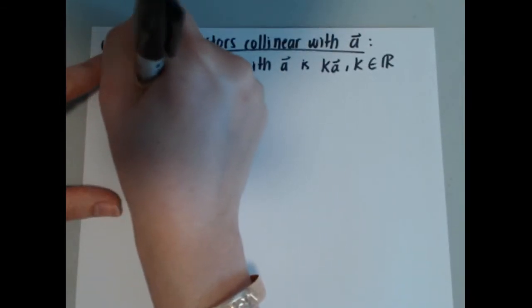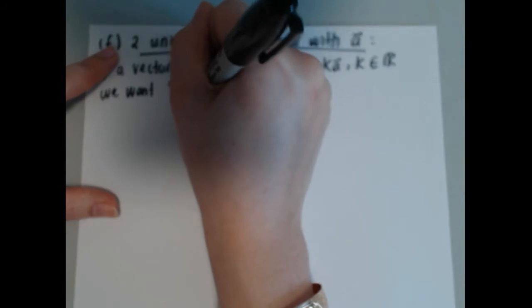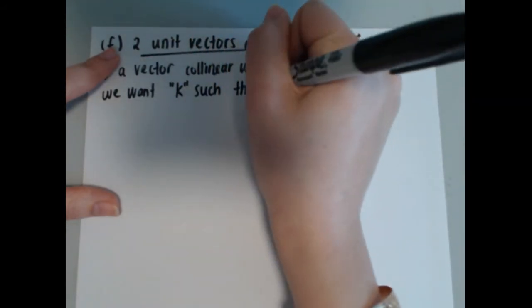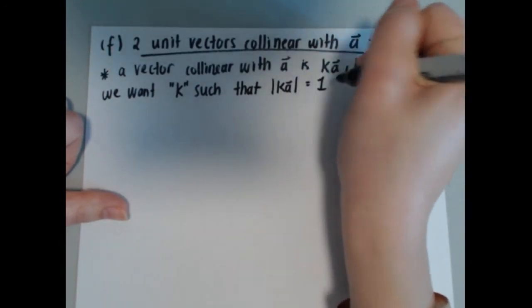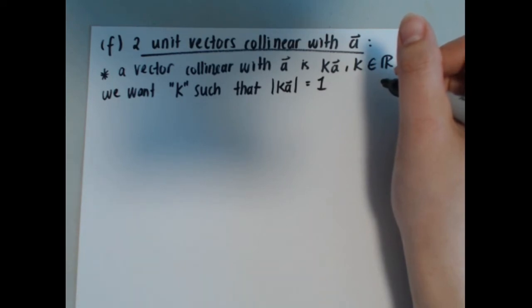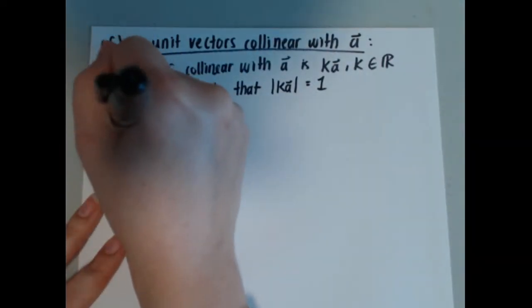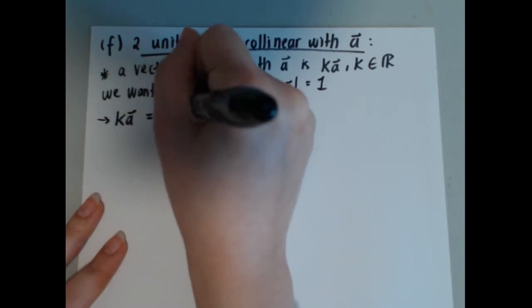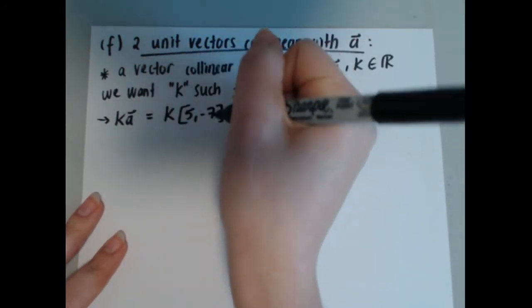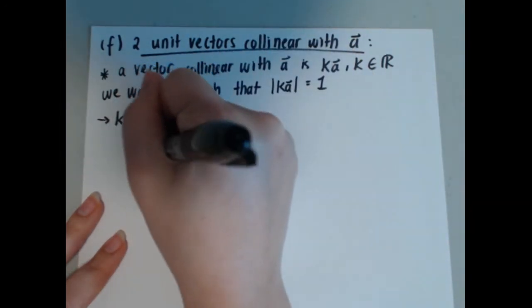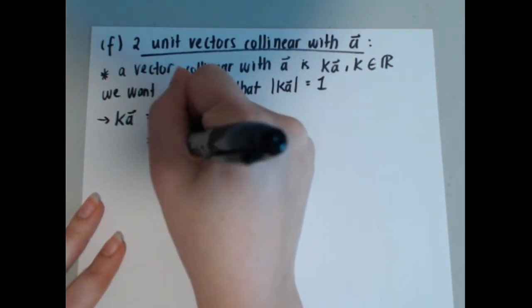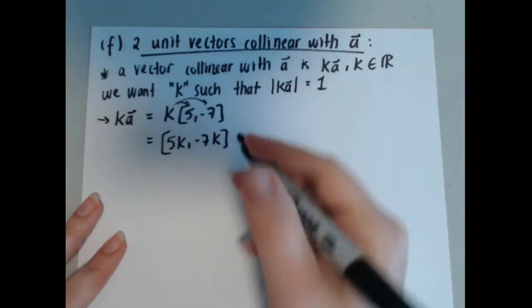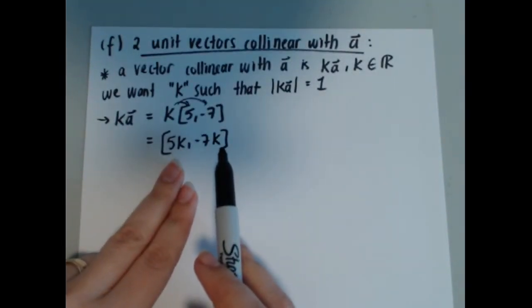Now, we want the k value such that we get a unit vector. So such that the magnitude of k times a is equal to 1. Otherwise, we wouldn't have a unit vector. So we need k times a, which is k times (5, -7). Take your constant in front and distribute it to each of the interior pieces. That's (5k, -7k). So whatever k value you want to plug in, that's going to be a vector that is collinear with a.